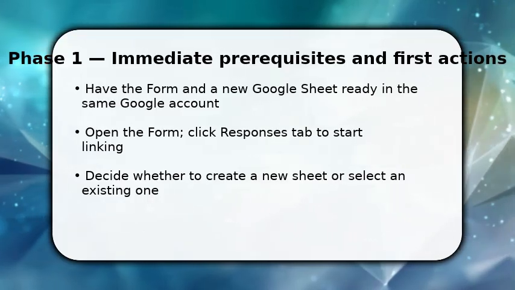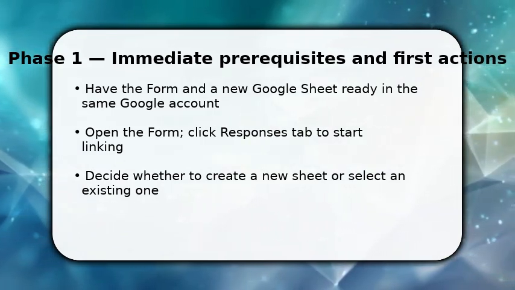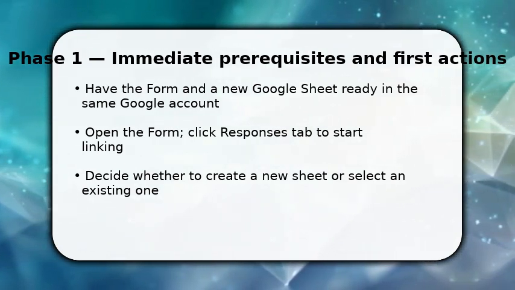You start by opening the Google form you want to connect, then click the Responses tab. This is the immediate action. Once done, press the green Sheets icon to choose where responses go.